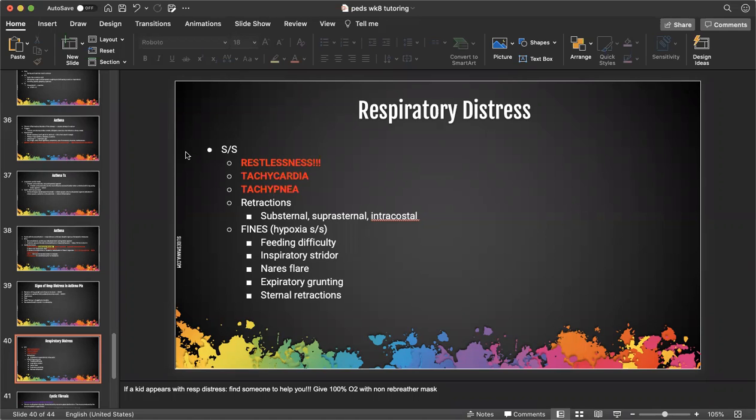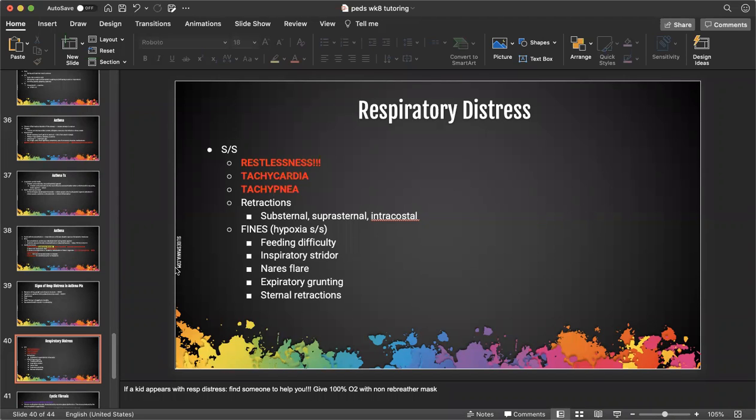So the retractions, make sure you know the difference. Make sure you know the different types of retractions that they can have, like substernal, suprasternal, intercostal, all of those. And remember, I put a picture of it at the beginning. And then the FINES, again, remember those signs and symptoms, it's really going to help you. So feeding difficulty, inspiratory stridor, nares flaring, expiratory grunting, and then sternal retractions.